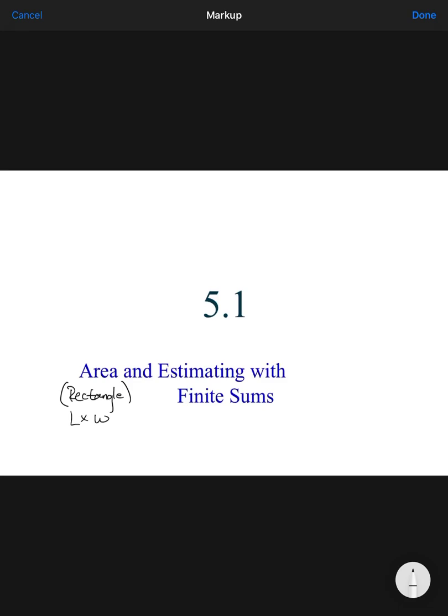But anyways, the lower and upper sums. The lower sum would be the sum of all the areas of the rectangles that are under a curve.